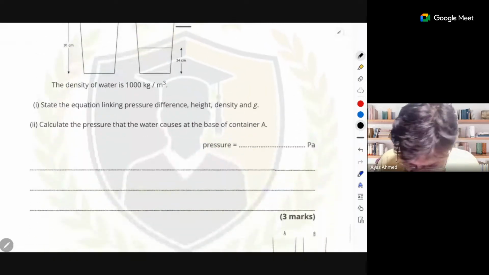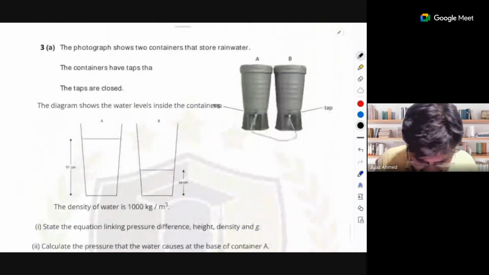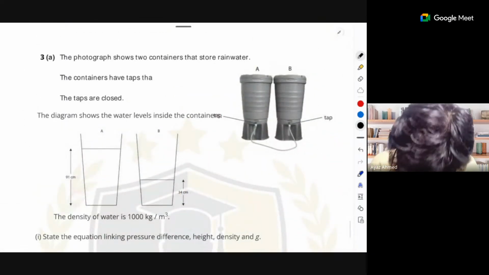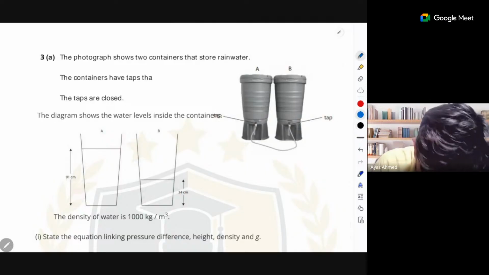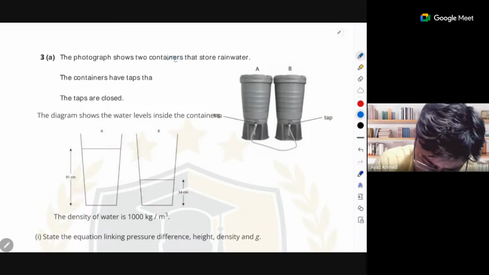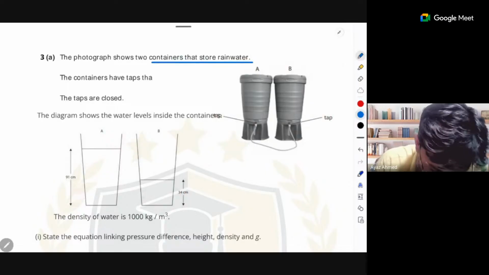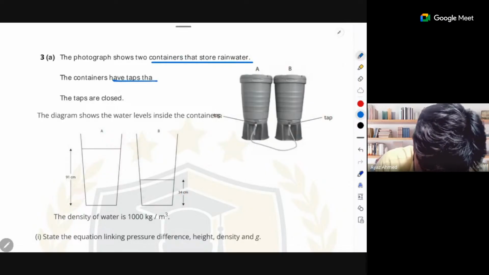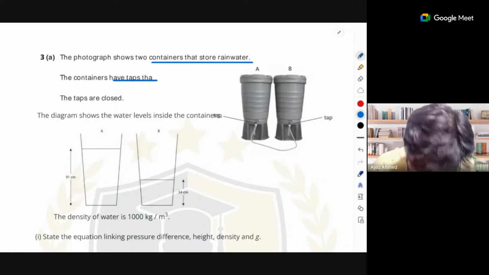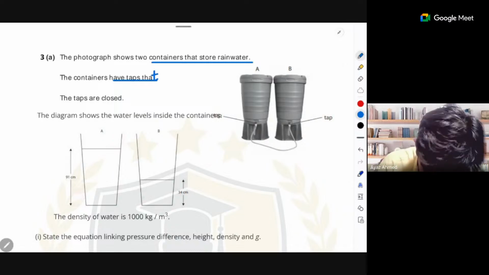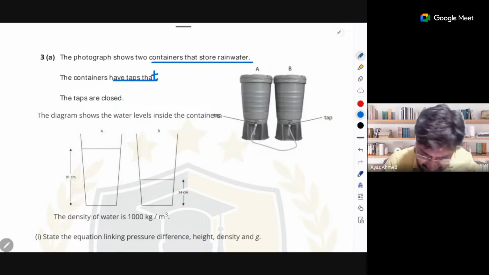The last question, question number 3, I will try to finish it as quickly as possible because the next class is ahead. The photograph shows two containers that store the rainwater. The containers have taps, and the taps are closed.